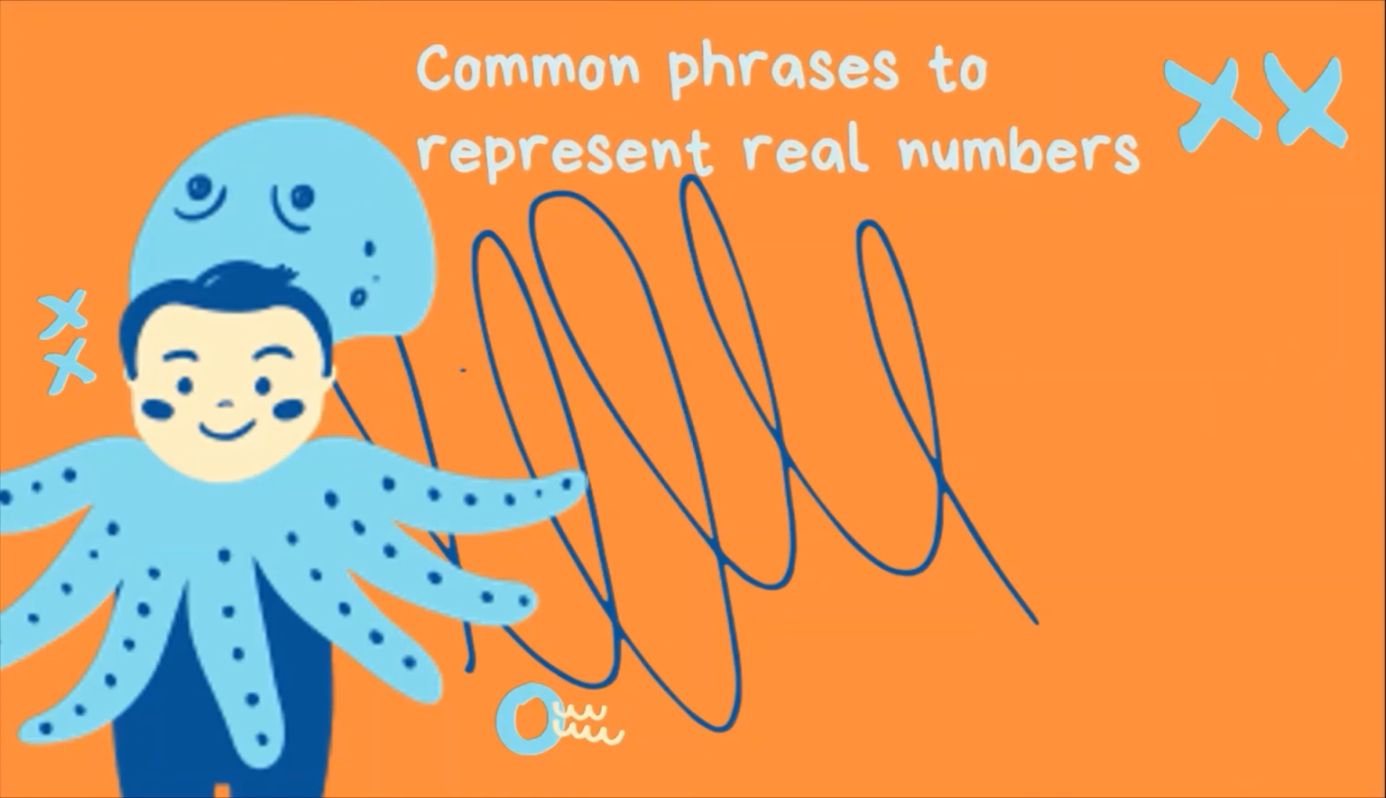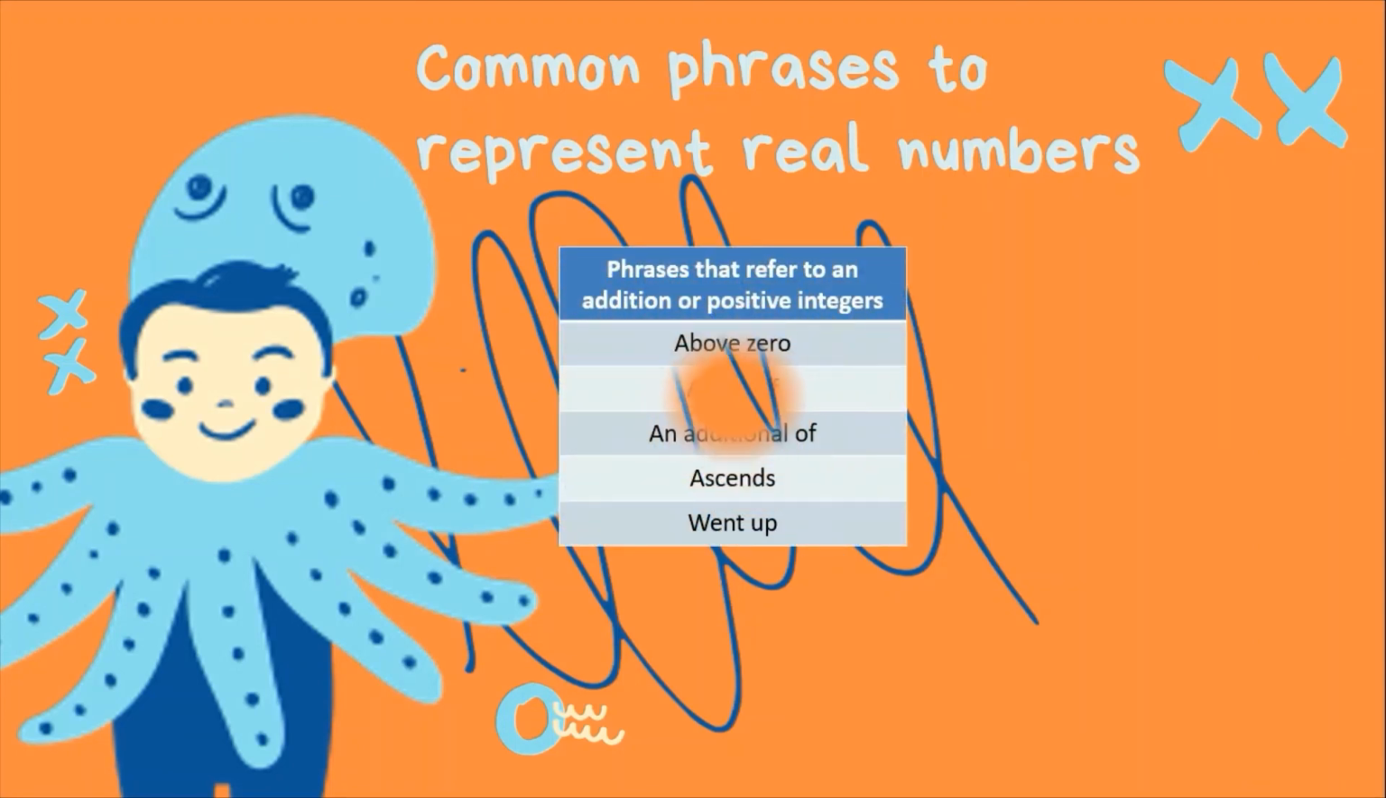Ilang mga paalala, these are the common phrases that we use to represent real numbers. These are some of the phrases that we use to refer to addition or positive integers. We have above 0 because all integers larger than 0 are positive numbers. A gain of, it's an addition na dagdagan. An additional of, ascend, sabihin aakyat, tataas. Similar to ascends ay went up, tataas. So long as aakyat, tataas, all these refers to addition or positive integers.